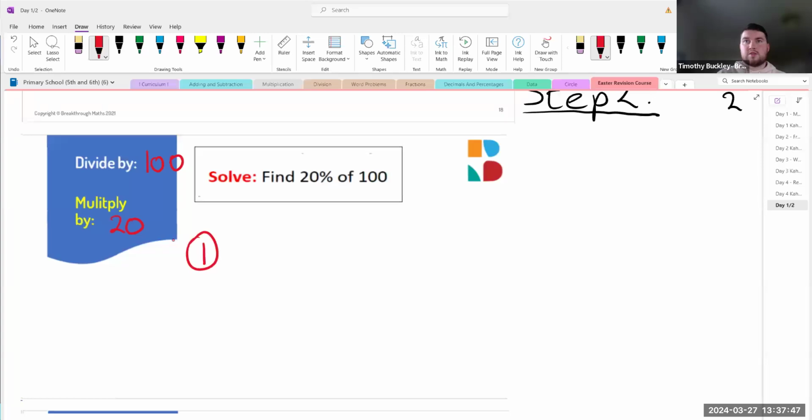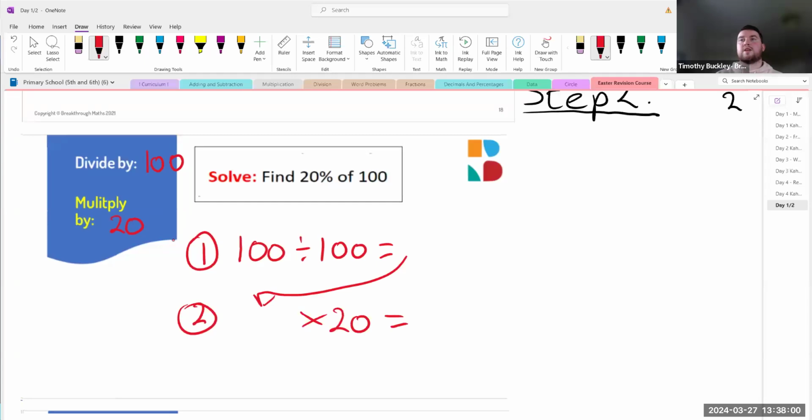So step one is going to be 100 divided by 100. And what does that equal? Step two, your answer, you're going to multiply it by 20. And that will give you your final answer of what 20% of 100 is.